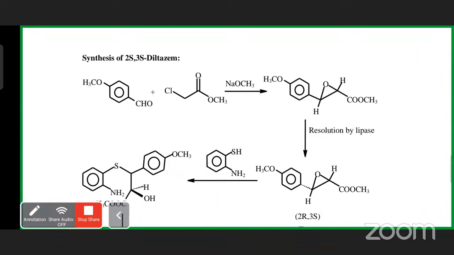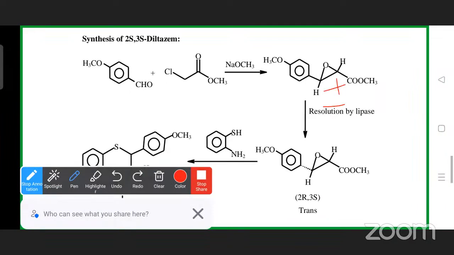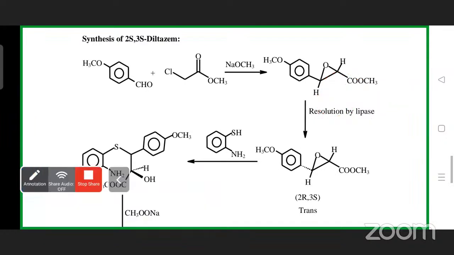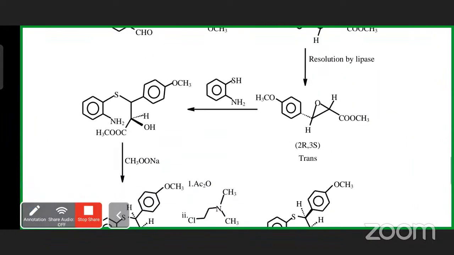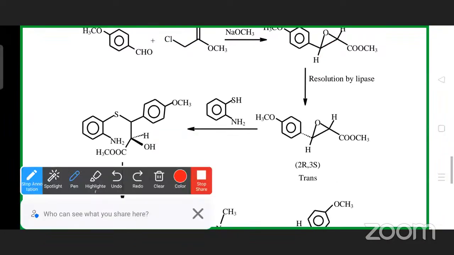And then it leads to the isomers here. You will get the plus and minus, a racemic mixture. So you can separate this isomer or the racemic mixture by resolution, right? The resolution process by using the lipase enzyme. So it is an enzymatic synthesis here, right? Lipase enzyme, and after that, generally you will get the trans product here.